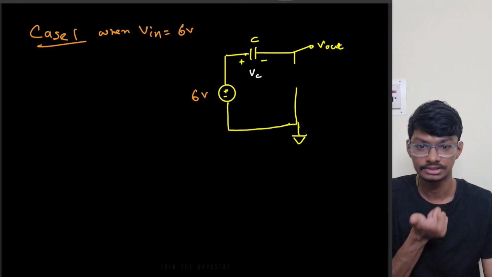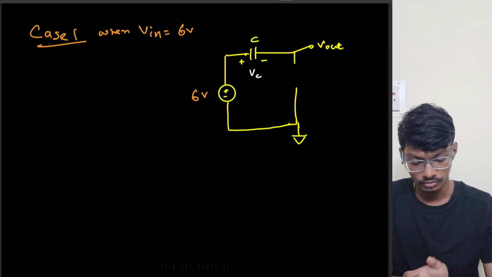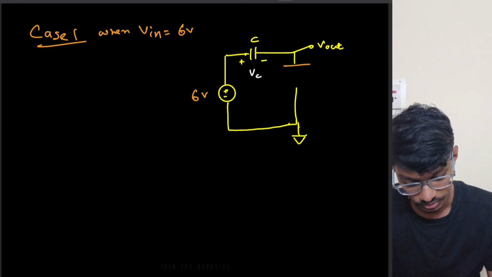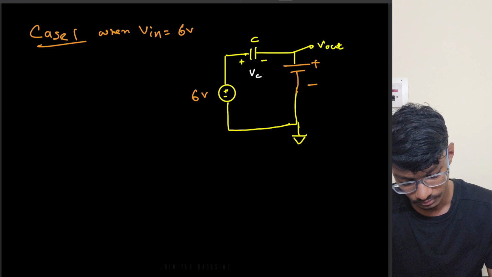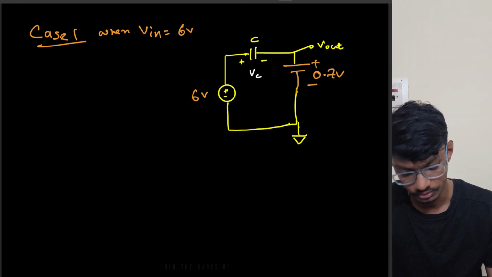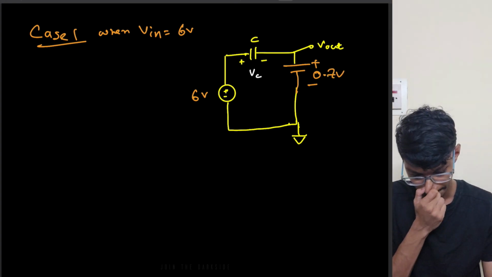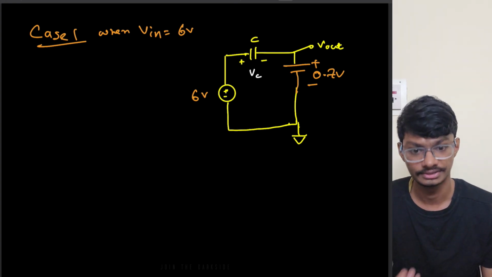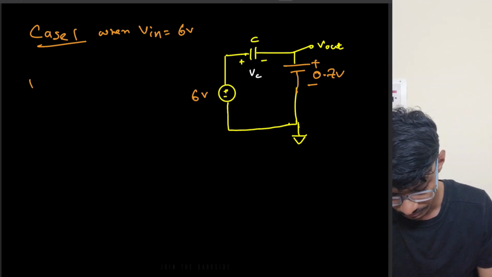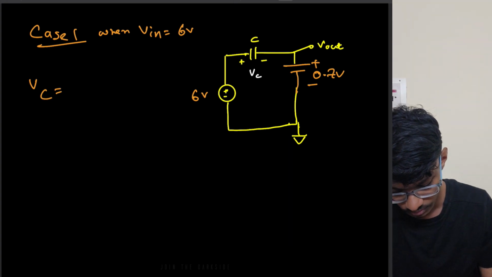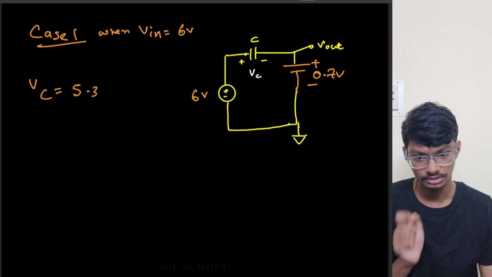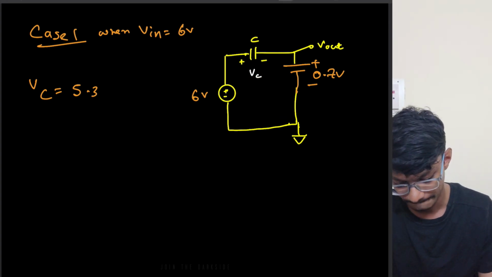As we can see, initially the capacitor was uncharged, so the anode has positive voltage, so the diode will turn on. It will have 0.7 volts, right? So if it has 0.7 volts, what will the capacitor get charged to? This time the capacitor will get charged to 5.3 volts. Simply use the KVL, you can see it will get charged to 5.3.